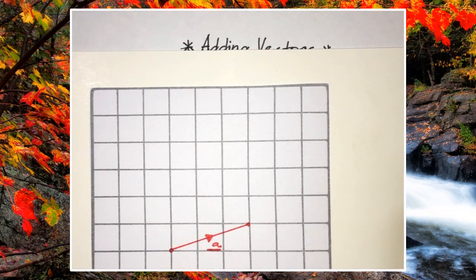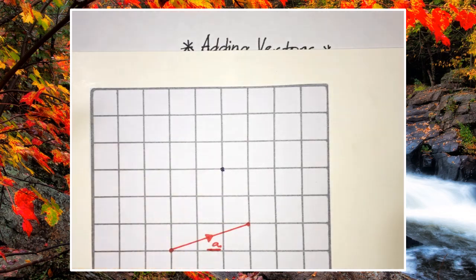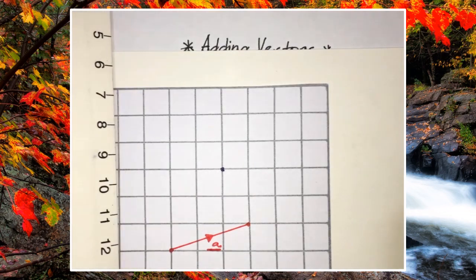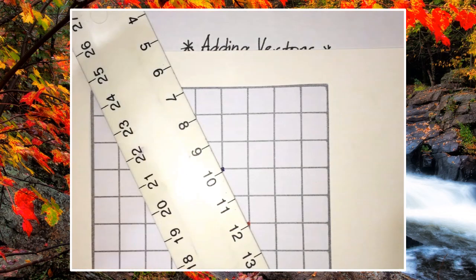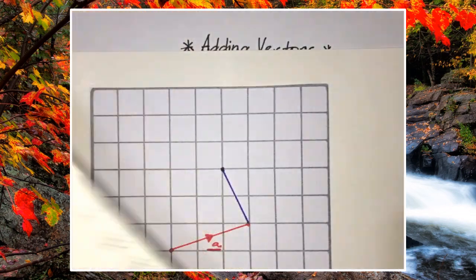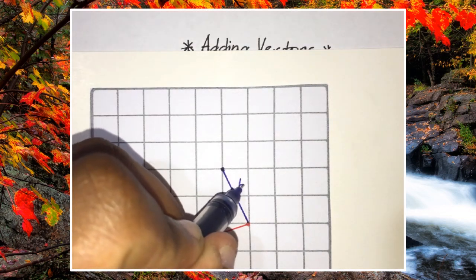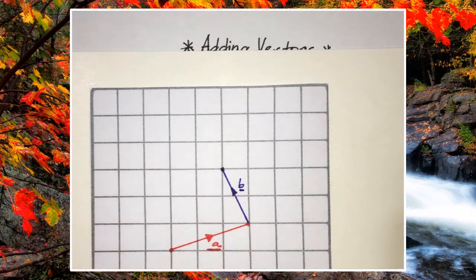And when we're adding, it means that you're putting them together. So I'm going to start here, and it says negative 1, so I'm going to go to the left once. And then it said 2, so I'm going to go up twice, 1, 2. So the vector B would be this line right here. This is where B would be.